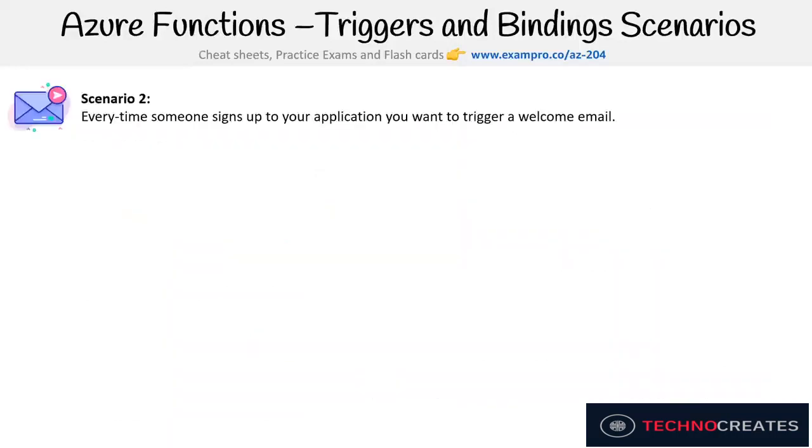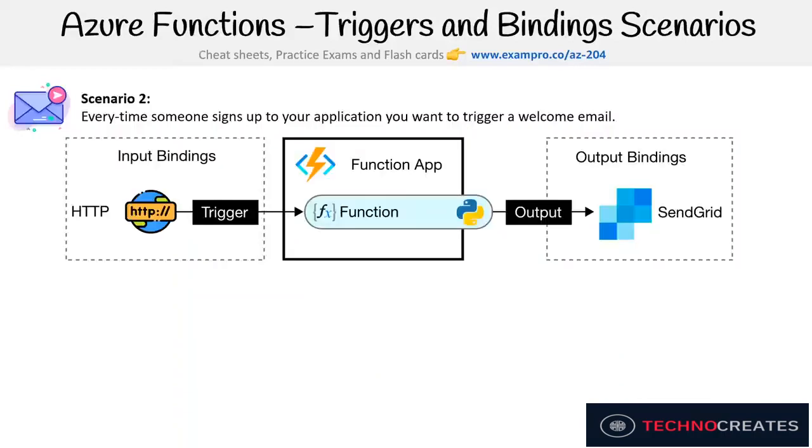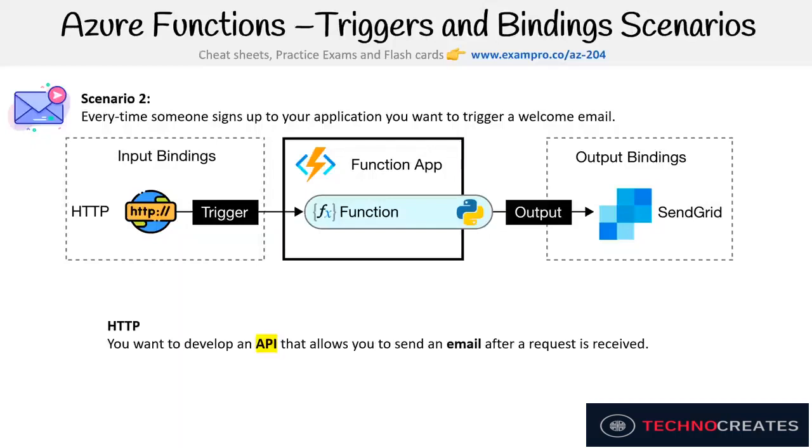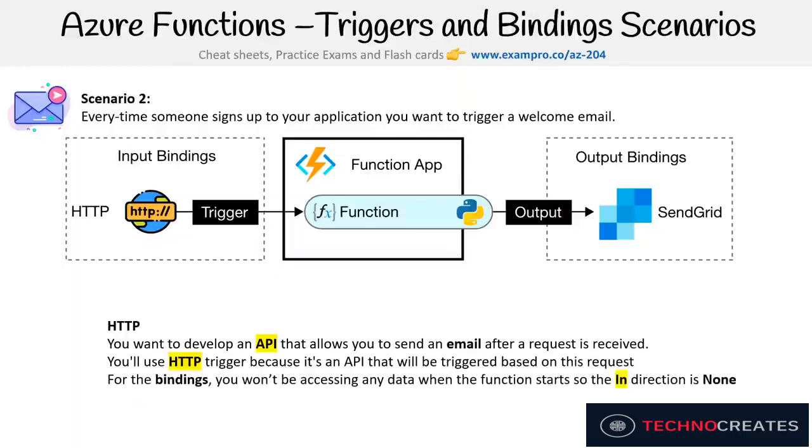Let's take a look at scenario 2. Every time someone signs up to your application, you want to trigger an email. So here there is an HTTP request coming in, and it's going to send out to SendGrid to send out that email. You want to develop an API that allows you to send an email after a request is received, and you'll use an HTTP trigger because it's an API that will be triggered based on this request. For the bindings, you won't be accessing any data when the function starts, so the in direction is none, and you'll use SendGrid for the out direction, which allows you to send messages via email.